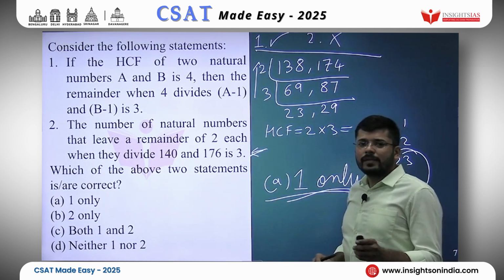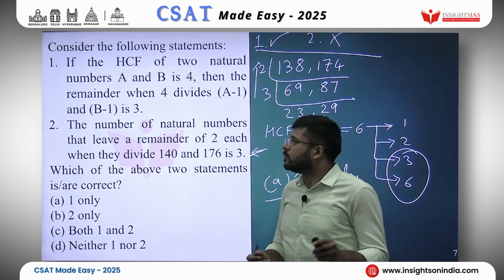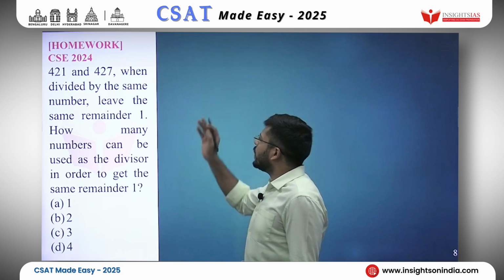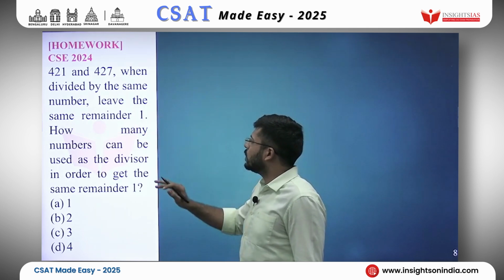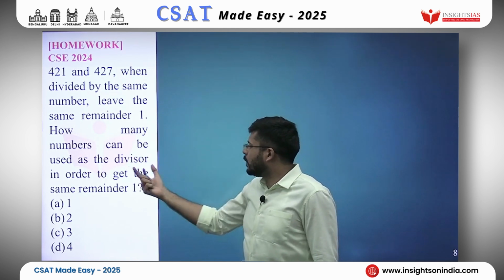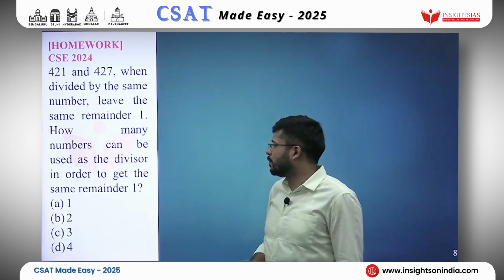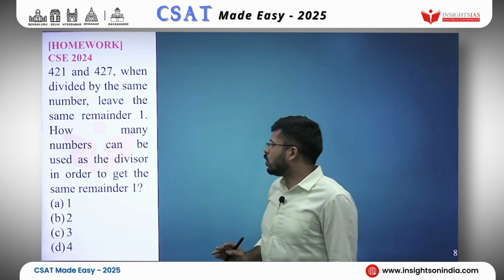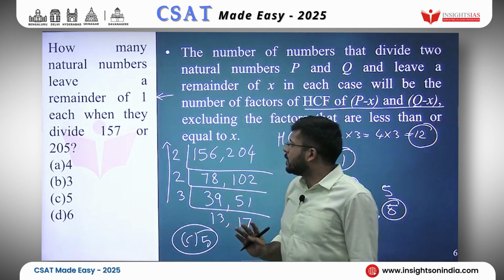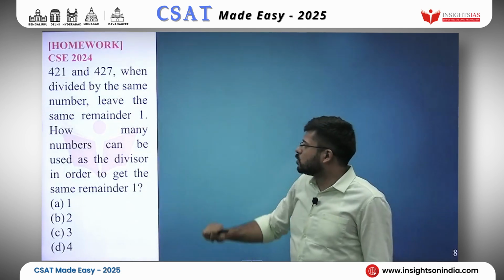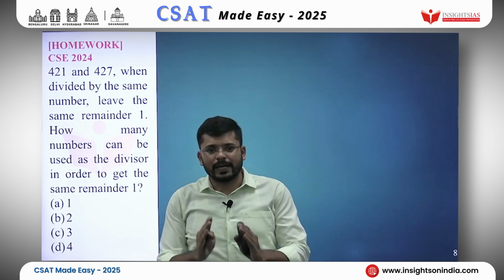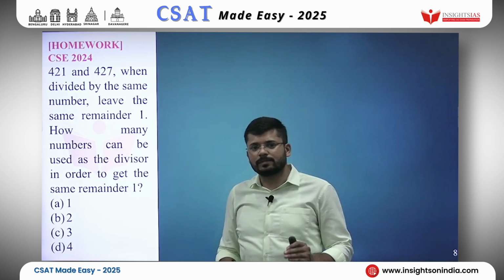Now I think it is time to go for your homework question. 421 and 427, when divided by the same number, leave the same remainder 1. How many numbers can be used as the divisor in order to get the same remainder 1? This is the same concept as statement 2 and this question. Both of them are based on the same concept. Do solve this and leave your answers in the comment section. We will discuss the answer in the next class's video.